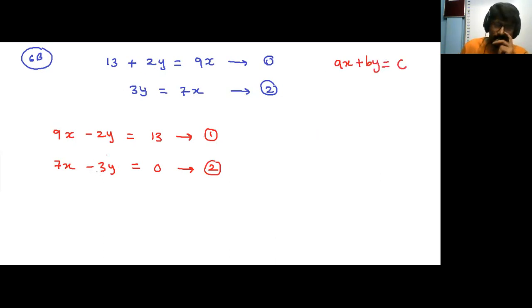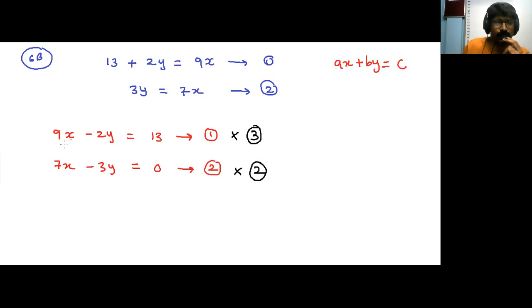Okay, and once you're done with this, what we can do, we'll have to make one of the variables same. Now how to make one of the variables same? I'm multiplying this equation by 3 and I'm multiplying this equation by 2. Now you must be wondering from where these two numbers have come. As a student, you may have this kind of doubt, and that is very obvious. Now see what happened exactly.